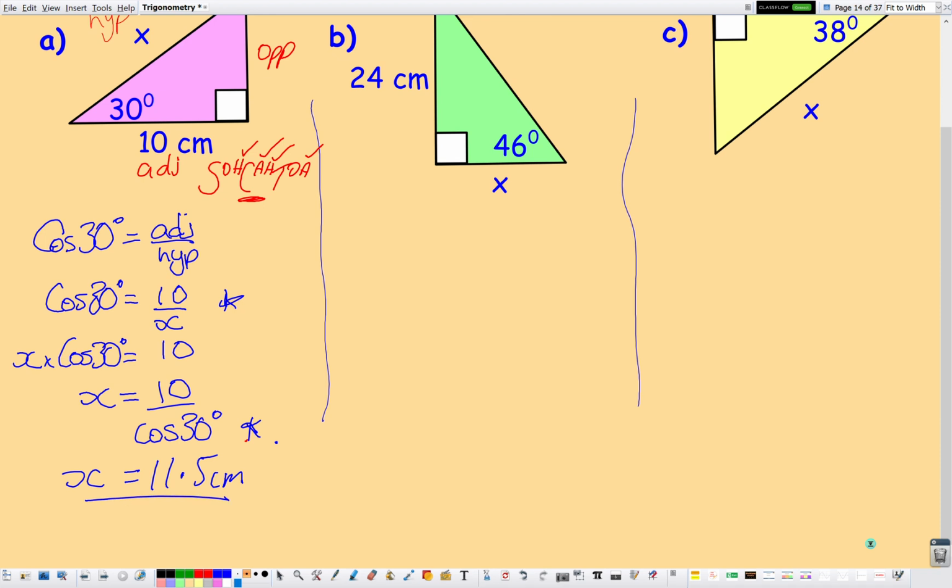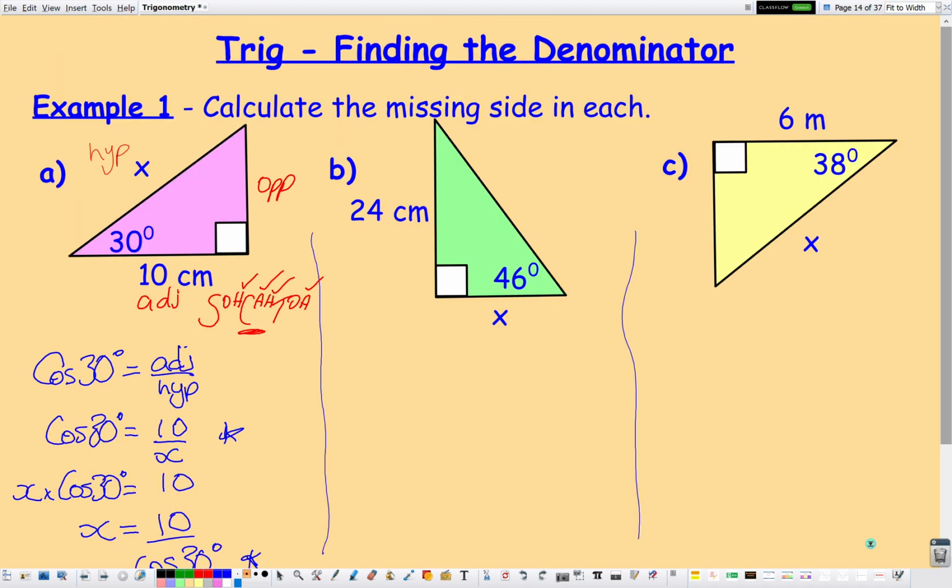Okay, so I'm going to show you that method again with this next triangle. So if you could draw that please, this green triangle, we've got 46 degrees here, we've got 24 centimetres here, we've got x down here. So again, we're going to start by labelling it. The side across from the right angle is the hypotenuse, opposite the angle, opposite, beside the angle, adjacent. So SOHCAHTOA.